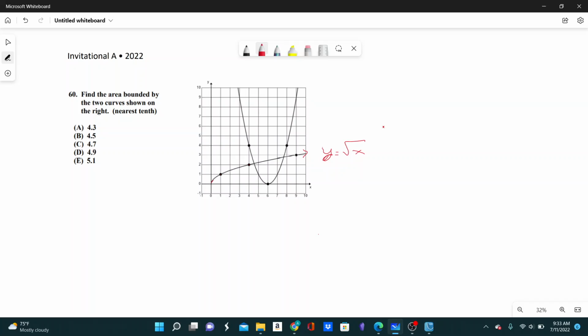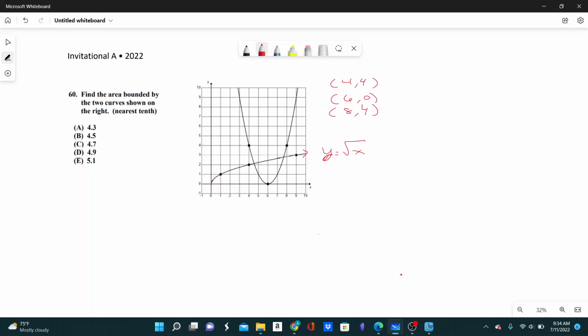The second one is a little bit trickier, but just for the sake of the problem, I'm going to show you how to use a quadratic regression to find the equation of this parabola. So let's see, what are our points? We have 4, 4, 6, 0, and 8, 4.